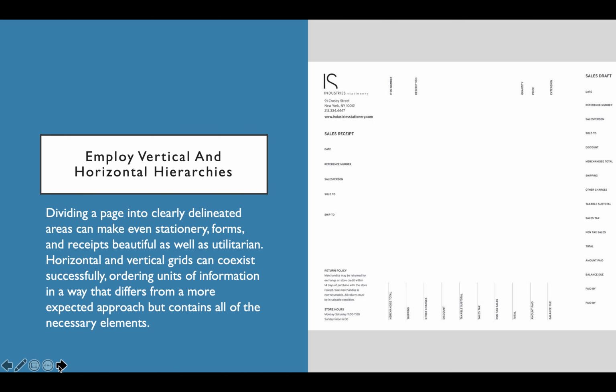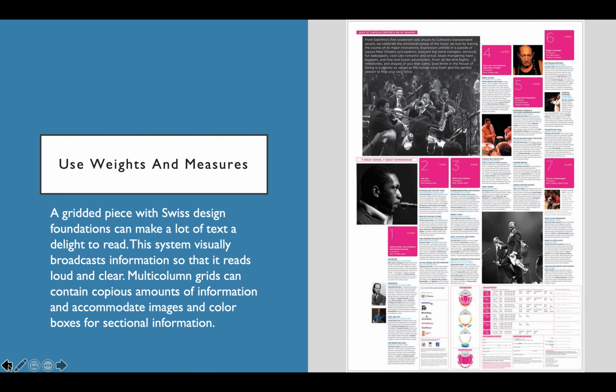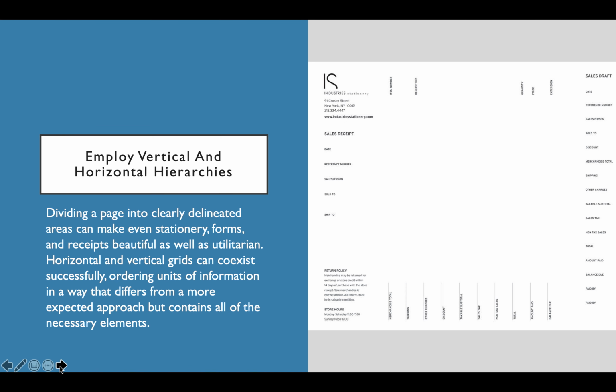You can use both vertical as well as horizontal hierarchies. So as you can tell from a lot of these, we're thinking a lot about columns, but remember our rows as well. They're important just as much. So we've got horizontal and vertical grids, and you can play with the relationship between them in order to make something look really interesting and dynamic, as well as being very useful and utilitarian.